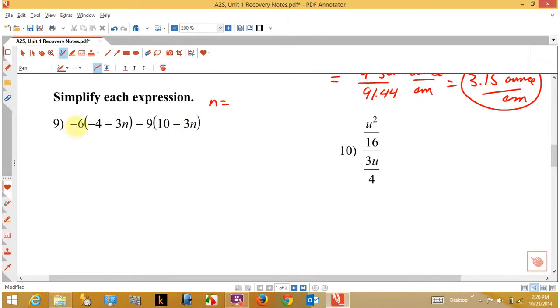So let's go ahead and distribute. I've got a negative 6 times a negative 4. It's a positive 24. And negative 6 times a negative 3n would be plus 18n. Okay, moving on to the other one, I've got a negative 9 times 10. That's minus 90. And the negative 9 would also, or subtract 9, however you want to look at it, the negative times this negative would make plus 27n.